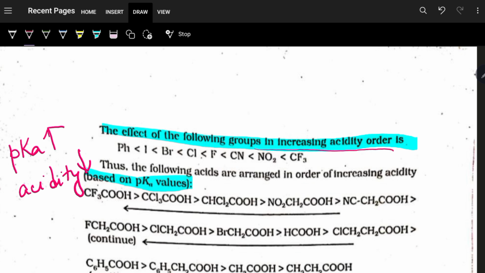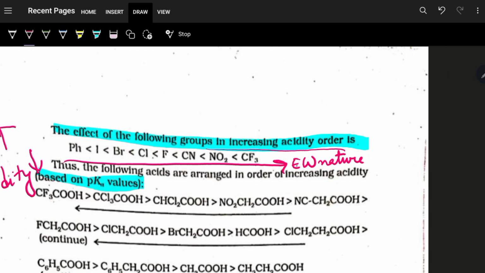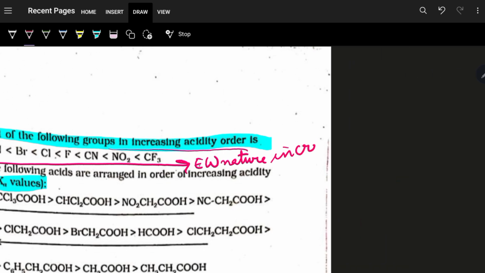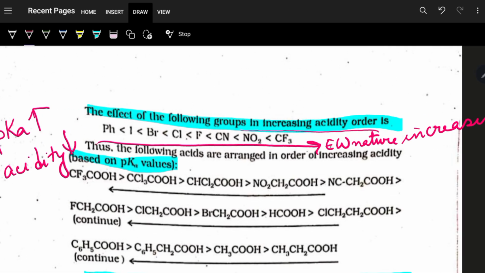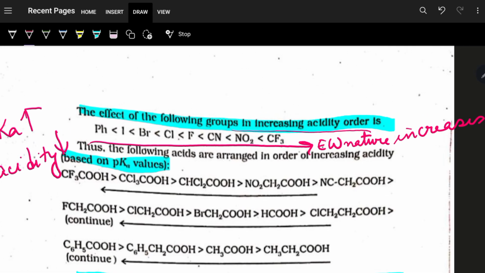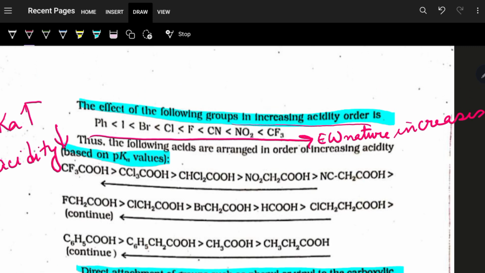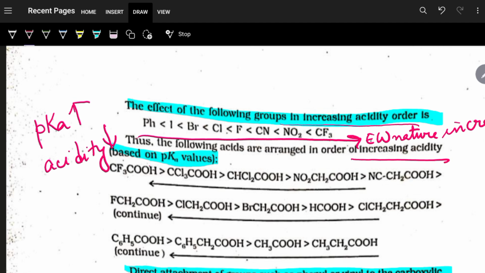Remember what I said, that if acidity is greater, it means it is a better electron withdrawing group. These are better electron withdrawing groups. So electron withdrawing nature increases in this order, and so the acidic strength also increases in this order. Next, what we can say is these are the acidic strength based on pKa values. If the pKa value is more, it means the acidity is less.